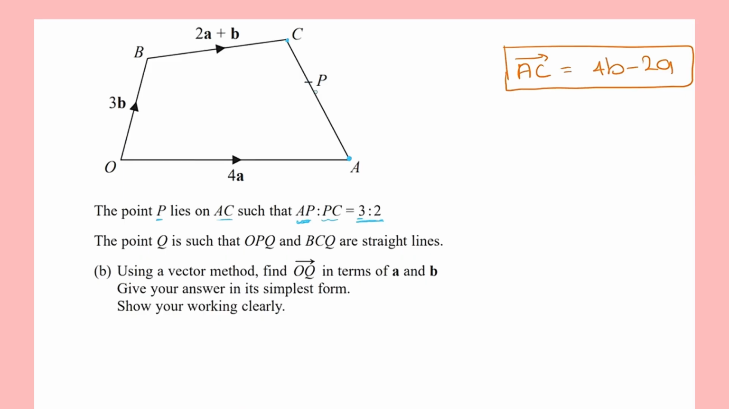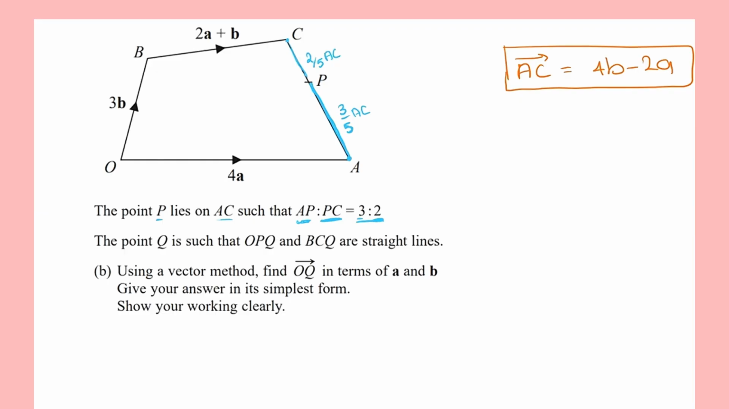Now AP is this part over here. It's 3 out of 5 of the whole entire line. It's 3/5 of the whole line, which is AC. Okay, and I would write it like that so I don't have to keep thinking which line, what do I do? It's just there, 3/5 of AC. Now PC is 2/5 of AC, so I'm going to write that over here. 2/5 of AC is this part over here.